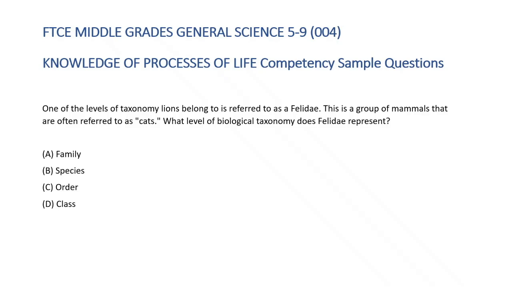So we are referring to taxonomy and lions and Felidae. We want to know what biological taxonomy level the Felidae belongs to. Well, species refers to a broad description of reproducing offspring. Order is also too broad and can include multiple species with similar characteristics. The word class refers to another broad term of grouping items with similar characteristics. However, A, family, is more specific and contains very similar species with common characteristics.